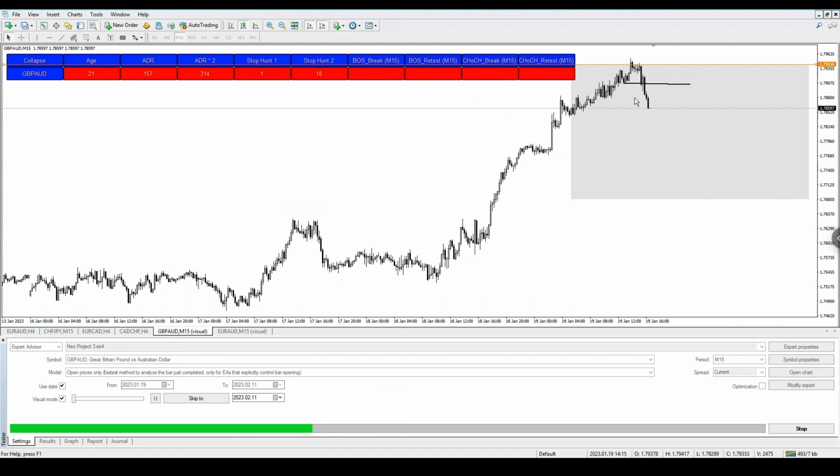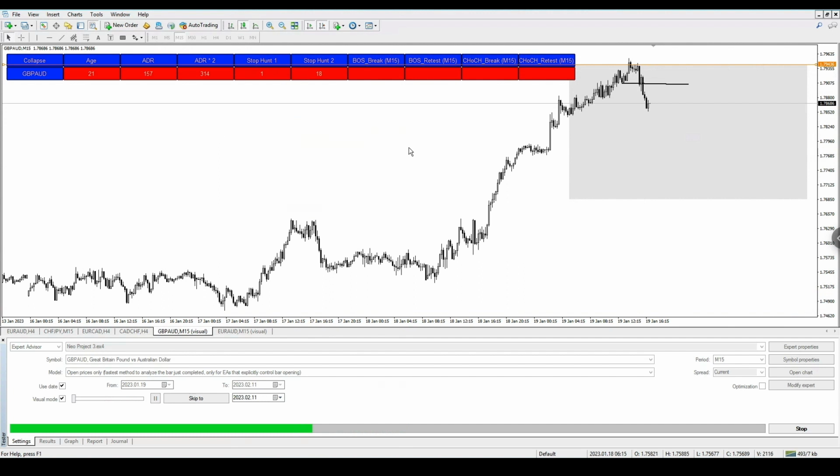And of course we're just waiting to see what price action does. Now what we would be looking for here is at least 1 to 2 times ADR. This was the initial entry for a Neo trade setup, so we would have been looking for a 2 times ADR trade, which is 314 pips.